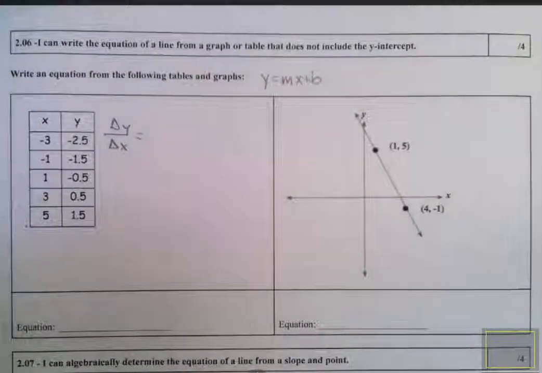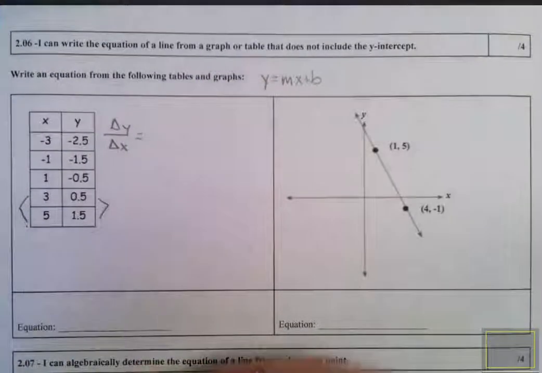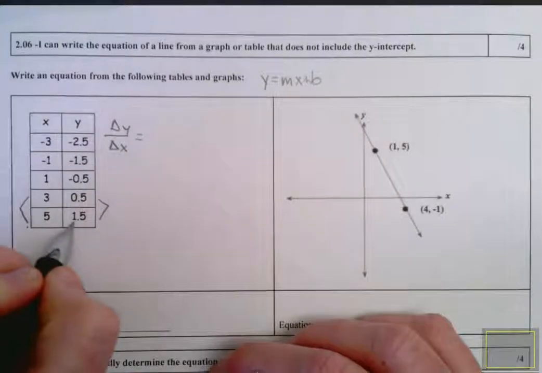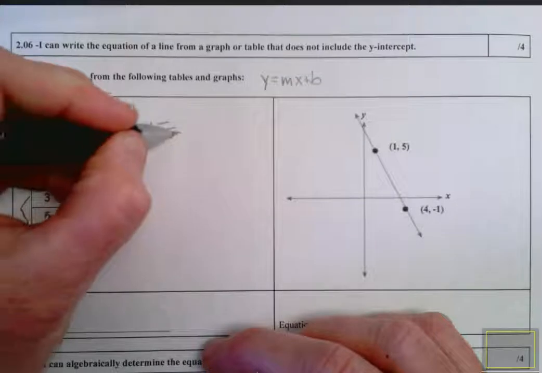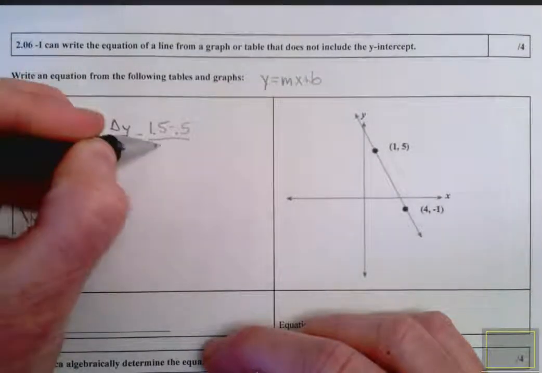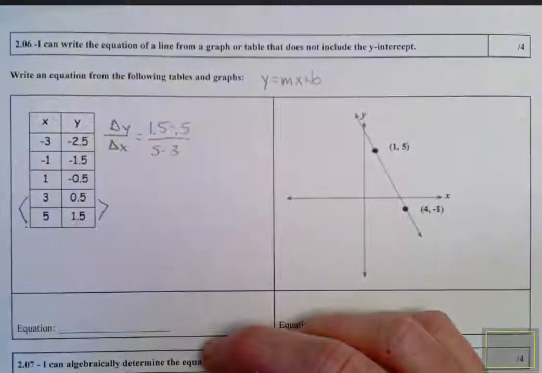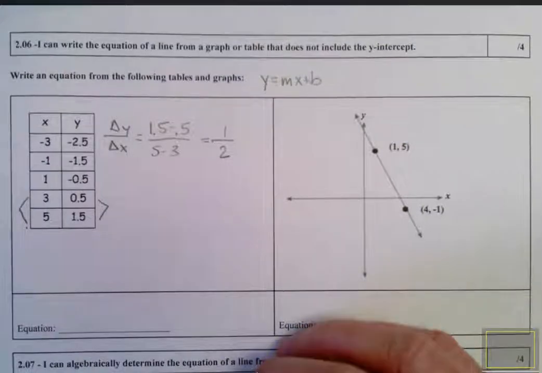We have to pick 2 points that we want to use. I'm going to go ahead and use these bottom two because they're positive. I like positive. So I'm going to go 1.5 minus 0.5 over 5 minus 3. So I get 1/2.